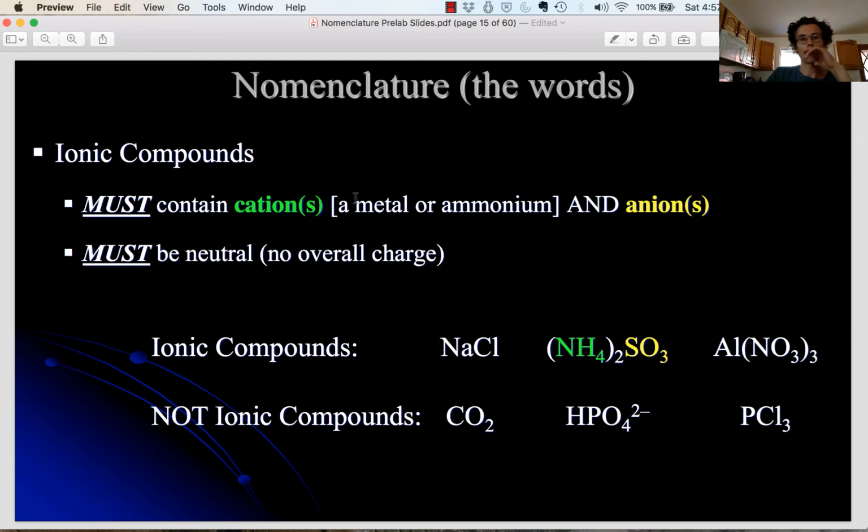Importantly, ionic compounds have a metal in them. That's how you're going to know they're ionic, because they have a metal and then they're going to have a nonmetal. Non-ionic compounds are things like CO2, HPO4, and PCl3. Those are non-ionic because they don't have metals in them. We're going to talk more about ionic compounds in lecture, but for nomenclature you have to know this. Right now the level you need to identify an ionic compound is that they have a metal bonded to a nonmetal.